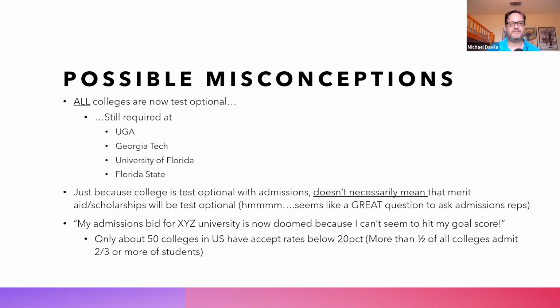So, some misconceptions. Again, I heard a lot of students talking about, oh yeah, all colleges are now test optional. Well, guess what, gang? They're still required at schools like University of Georgia, Georgia Tech, University of Florida, Florida State, et cetera, et cetera. So there is a call to go ahead and take these exams, especially if you're a junior listening to this information and are interested in these schools. It's unlikely that they're going to go test optional next year if they're not already.